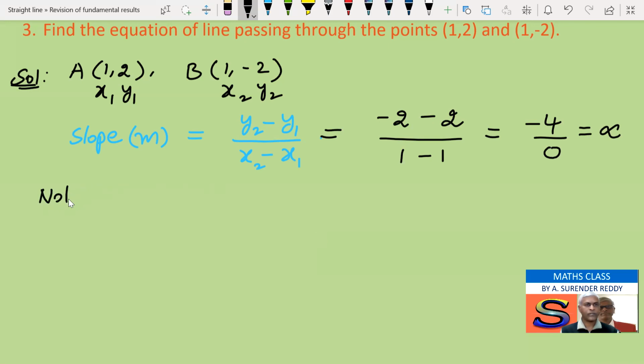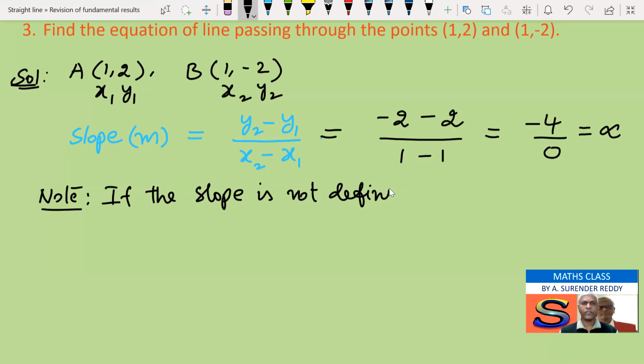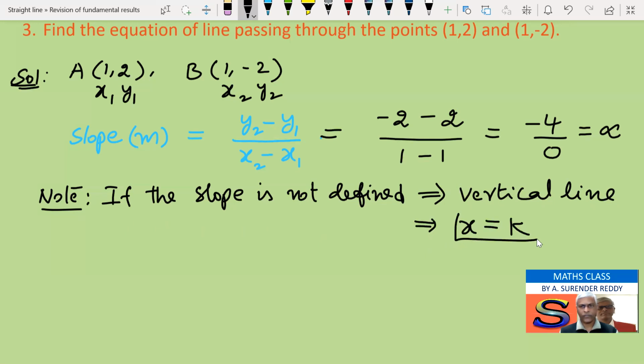We note if the slope is not defined, that implies the line is a vertical line. So a vertical line is always x is equal to some value k.